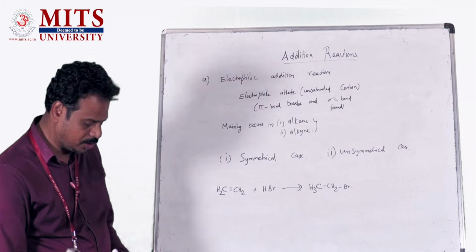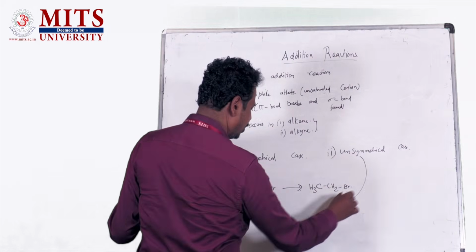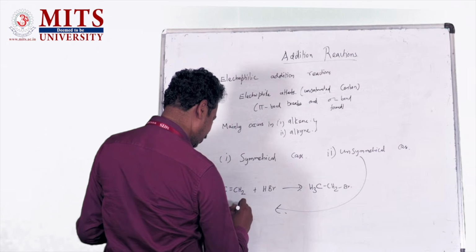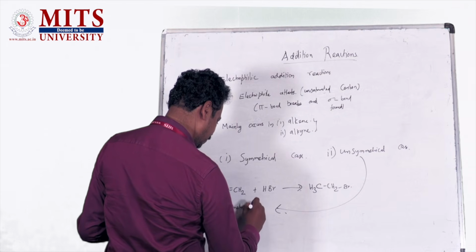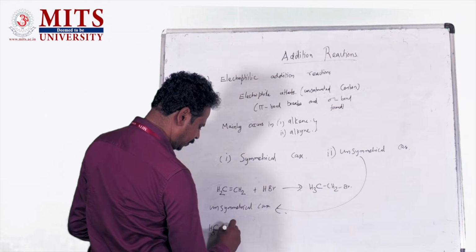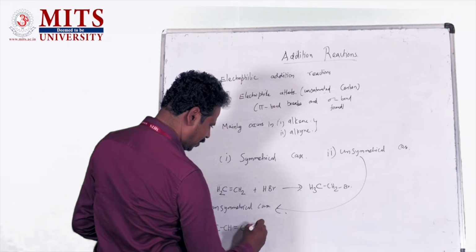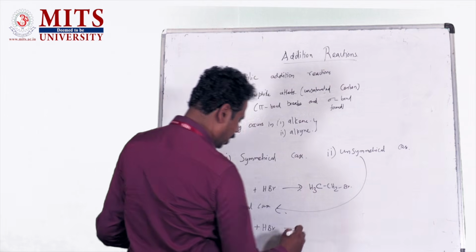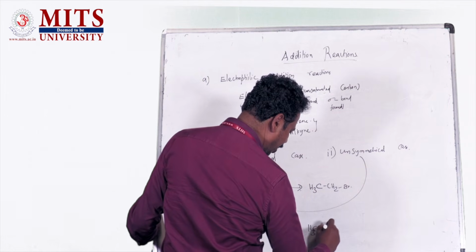Whereas when you talk about unsymmetrical cases, in this case you take propene and add HBr, and you will obtain isopropyl bromide.